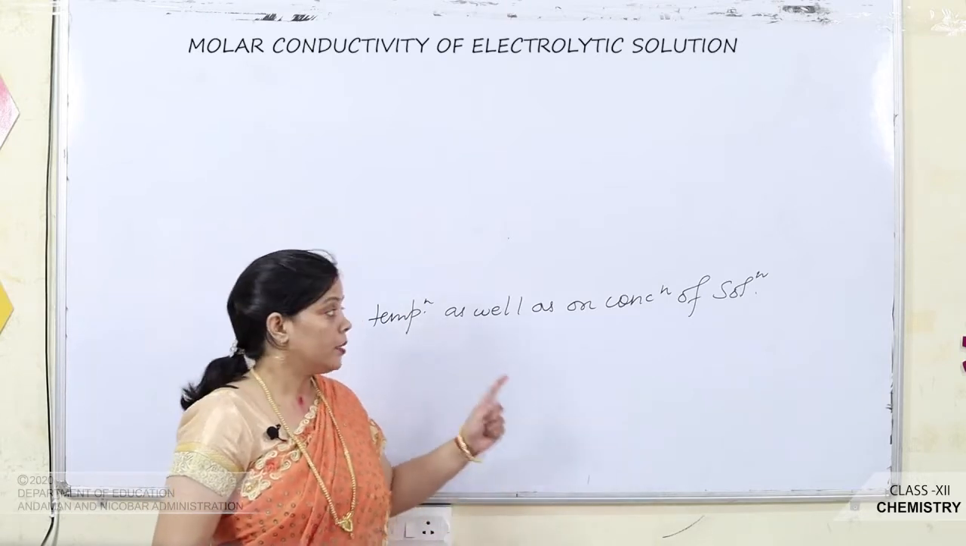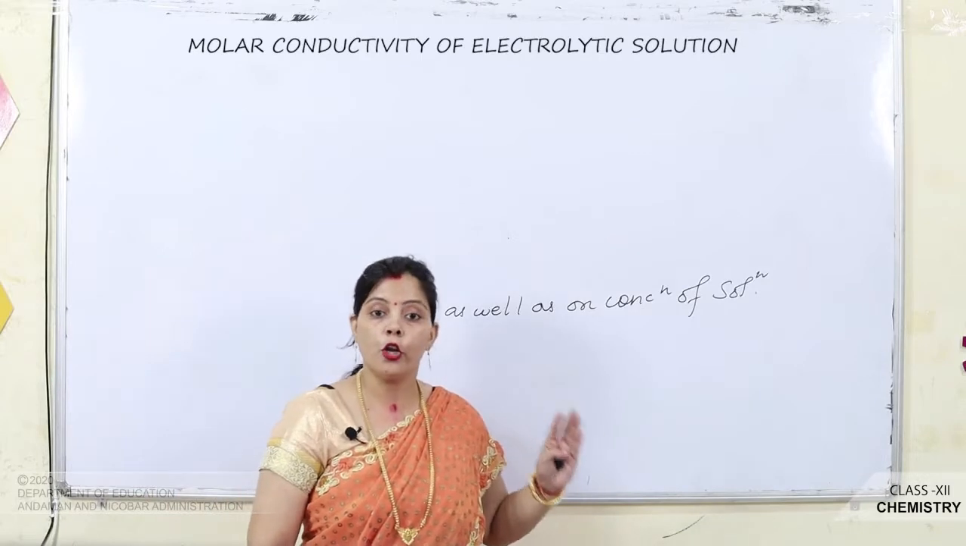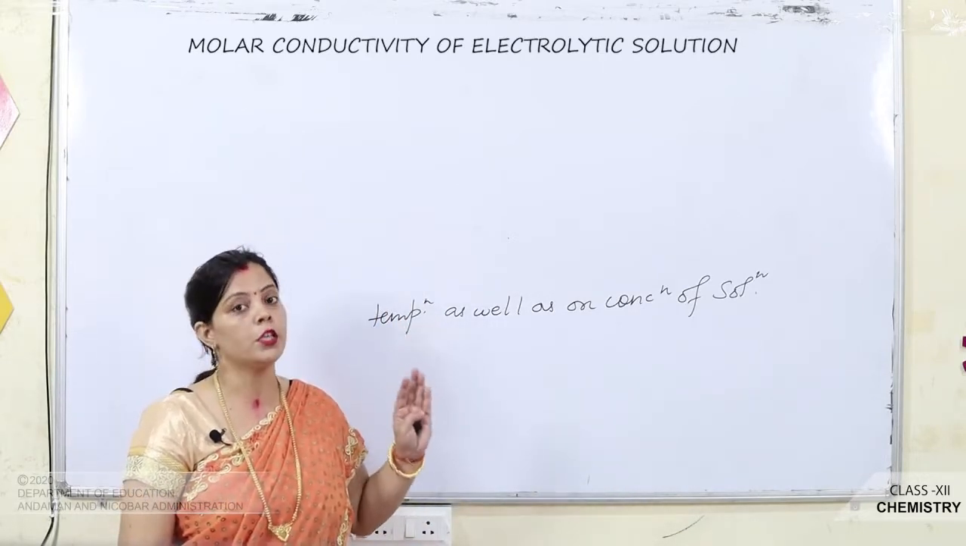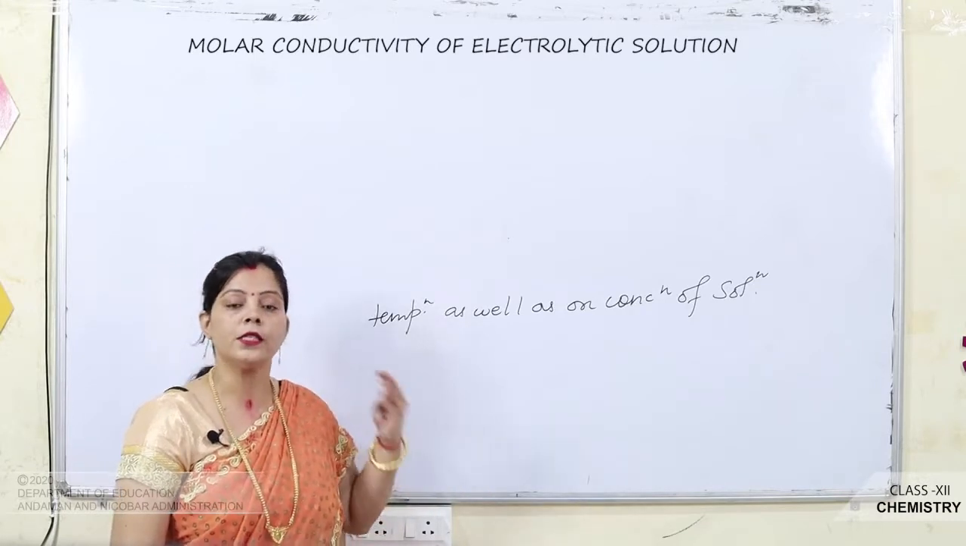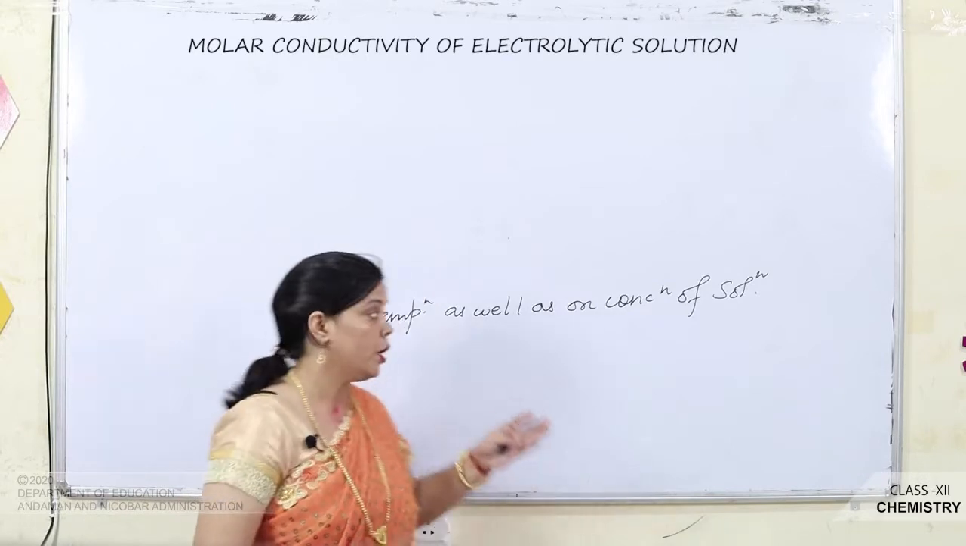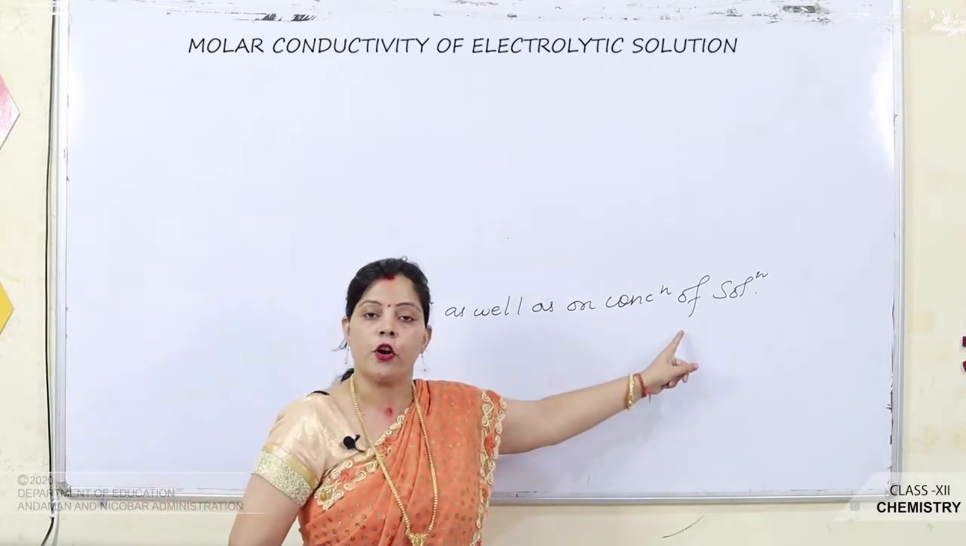The number of ions in 1 centimeter cube volume of the solution changes by changing the concentration of the solution. Since the number of ions in 1 centimeter cube volume of the solution changes by changing the concentration of the solution, the electrolytic conductivity depends on the concentration of the solution.